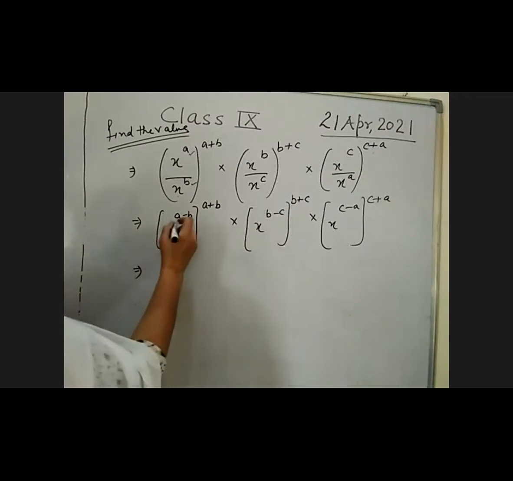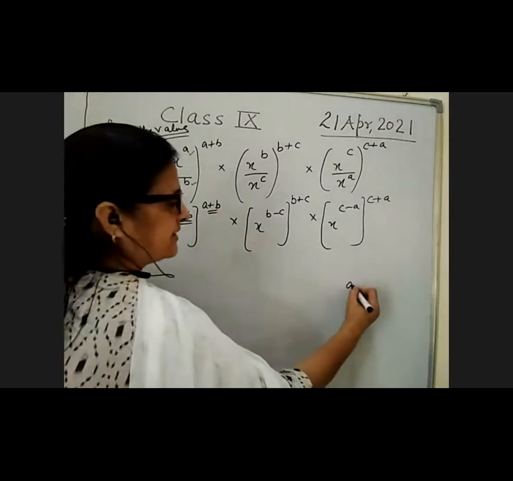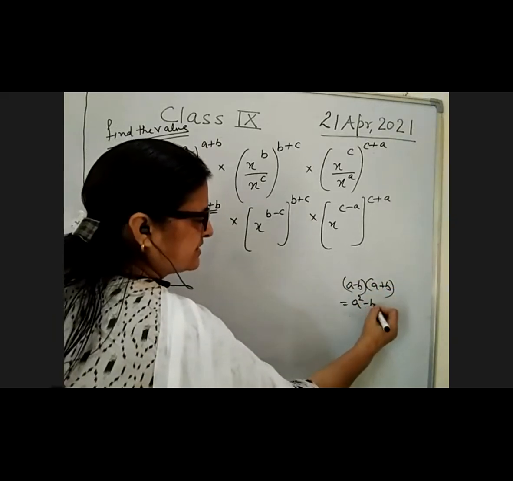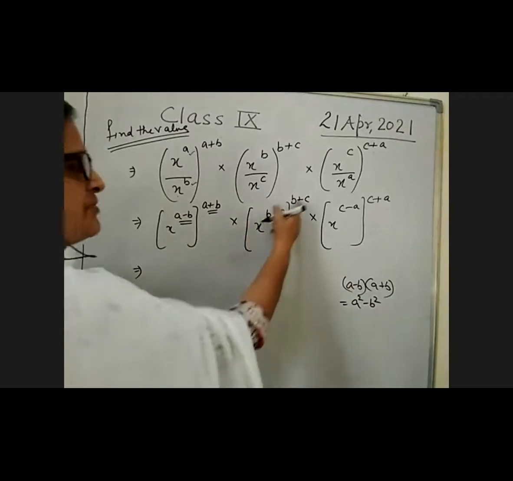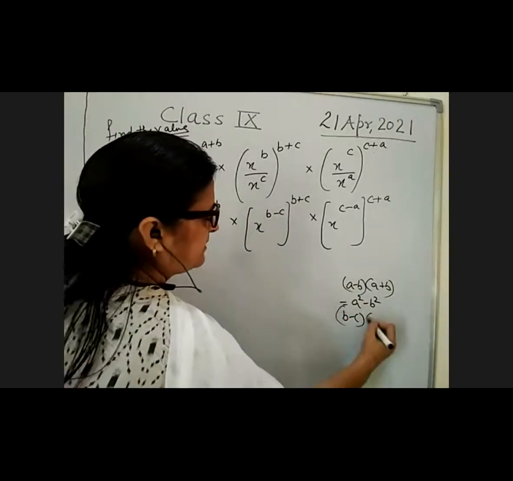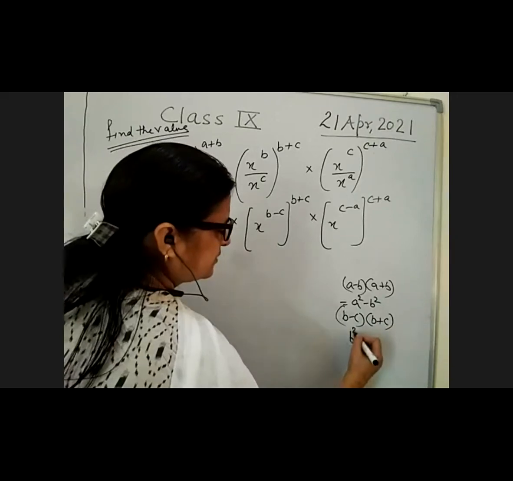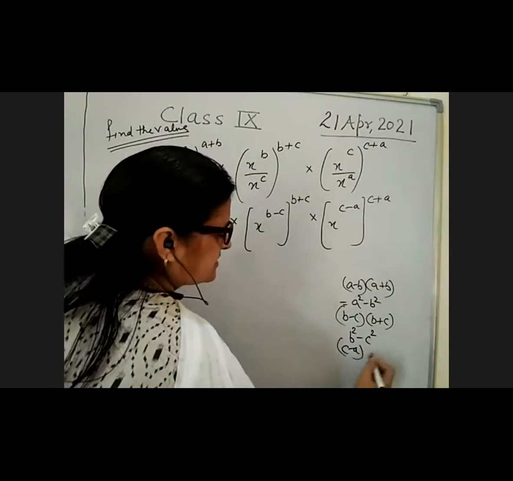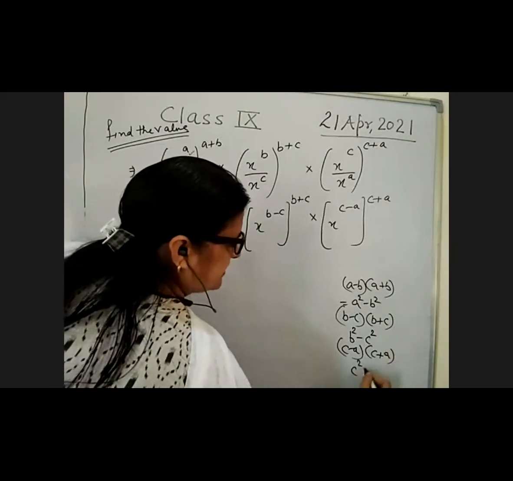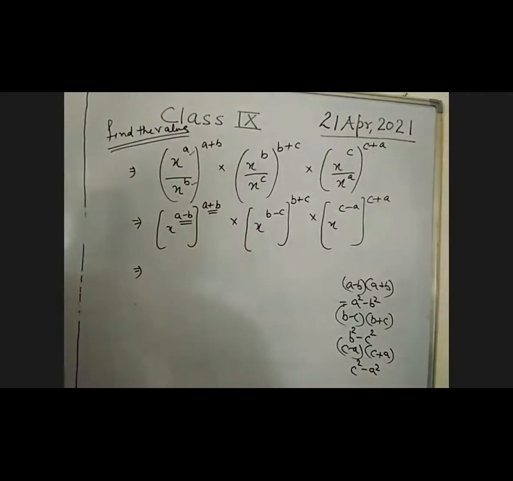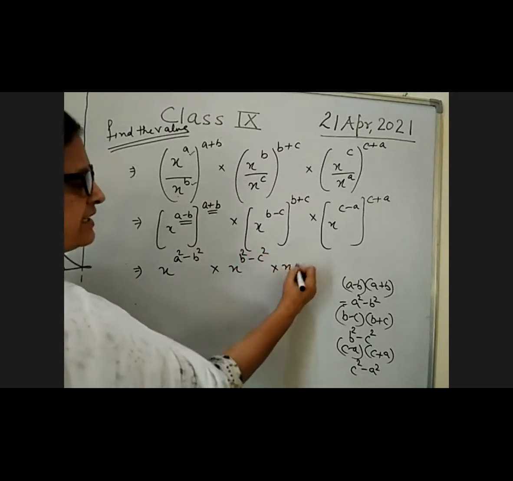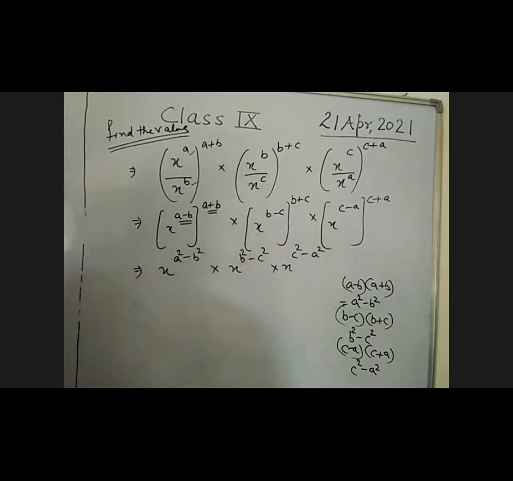Now we will multiply power with power. a minus b multiplied by a plus b is equal to a square minus b square. b minus c multiplied by b plus c is equal to b square minus c square. And c minus a multiplied by c plus a is equal to c square minus a square. So it is equal to a square minus b square, it is equal to b square minus c square, and this is equal to c square minus a square.